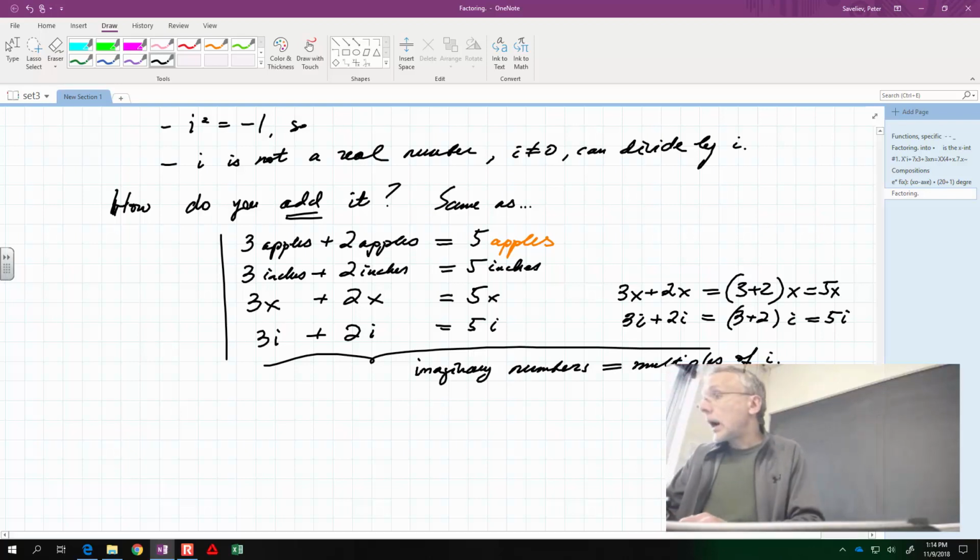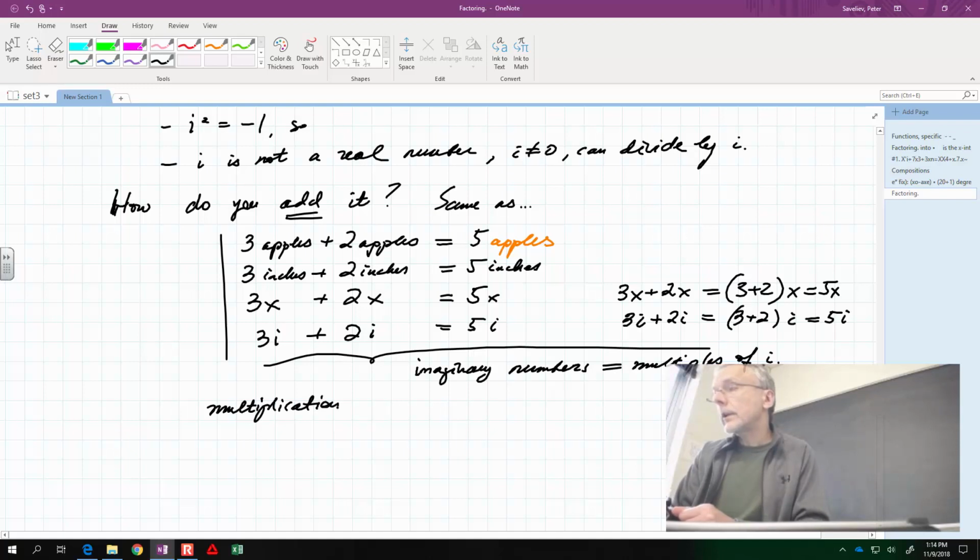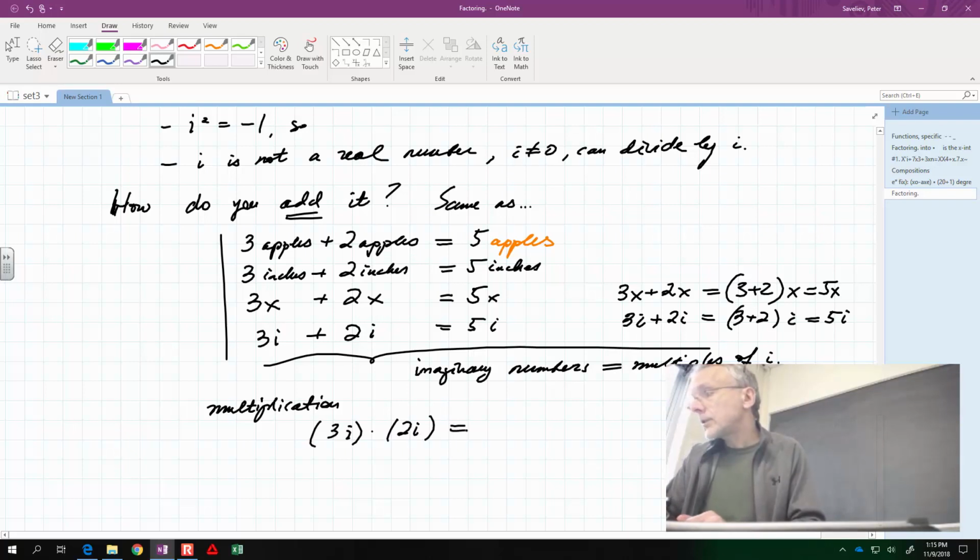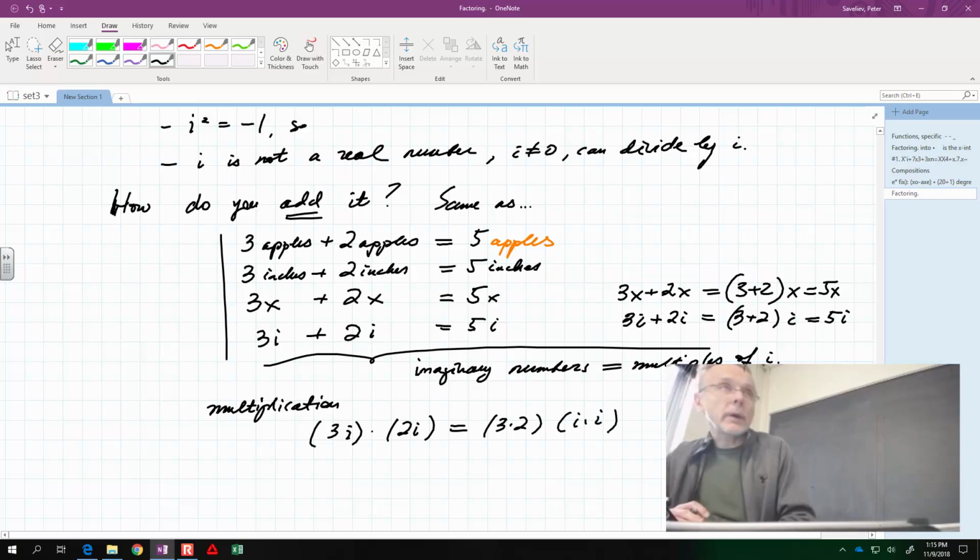Now that's addition. The multiplication isn't too bad either, but it is slightly harder, because we don't really usually multiply apples by apples. It's probably just meaningless, but the idea is the same. When you multiply imaginary numbers, once again apply the rules of algebra to try to avoid dealing with the nature of i. So what I do is I factor things out: 3 times 2 times i times i. I pull similar things together, just like in the previous example.